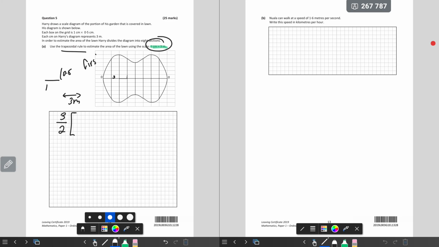There's my first one there. So what's the height of the first? 0. Good. Plus the height of the last. What's the height of the last? 0. Plus 2 times the rest added together. Now you've got to find these rests added together. So there's one of them.